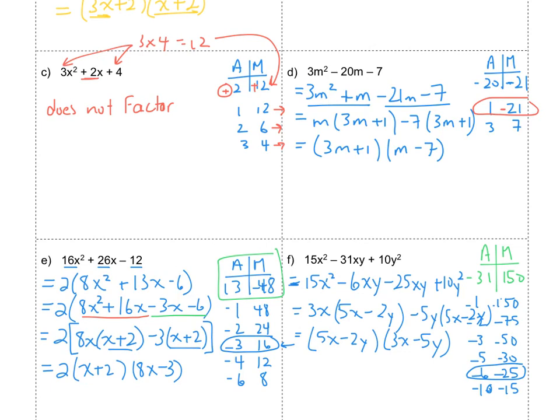So key ideas: always common factor first if you can. And then, with whatever's left inside the bracket, if it has a not a 1 in front of the x squared, you want to use that tricky trinomial.